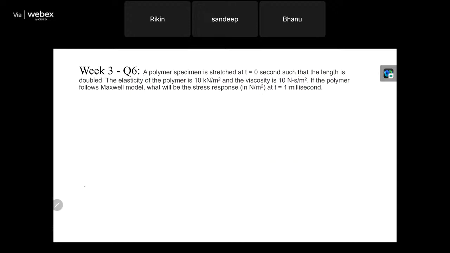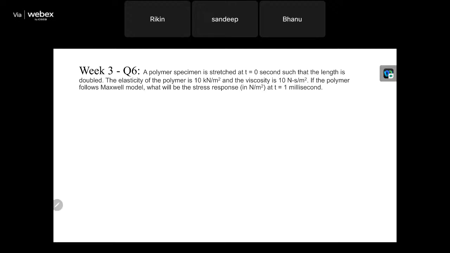So the next question: a polymer specimen is stretched at t equal to 0 seconds such that the length is doubled. The elasticity of the polymer is 10 kilonewton per meter square and the viscosity is 10 Pascal second. If the polymer follows Maxwell model, what will be the stress response at t equal to 1 millisecond?